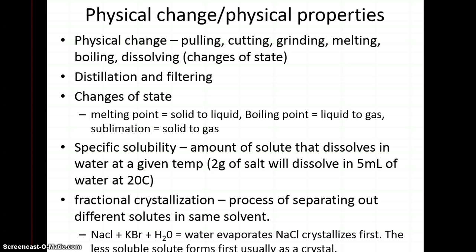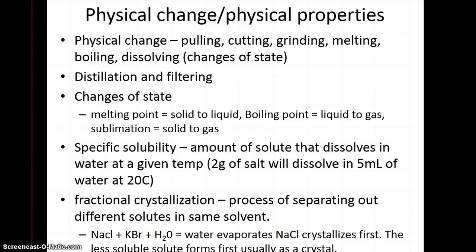We talked about the dissolving being a physical property. So there's something called specific solubility. It's the amount of solute that will dissolve in water at a certain temperature. So if you have 2 grams of salt, it will dissolve in 5 milliliters of water only if it's at 20 degrees Celsius. If you have a colder temperature, maybe not all the salt will dissolve. So if you have 2 grams of salt and 5 mils of water, it needs to be at 20 degrees Celsius for all of that to dissolve. So dissolving, a physical change.